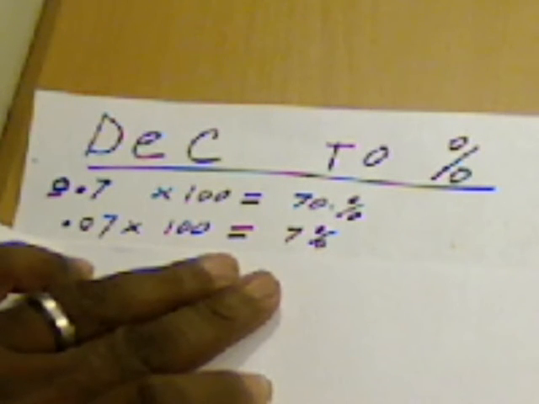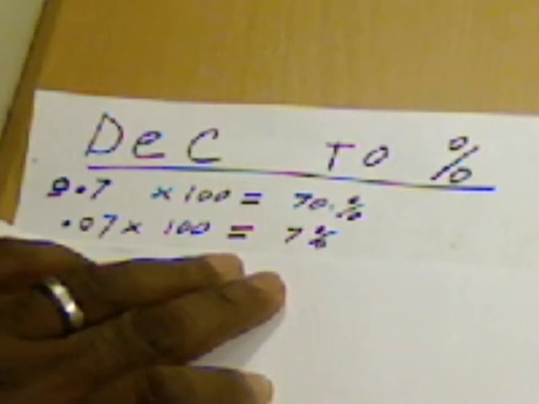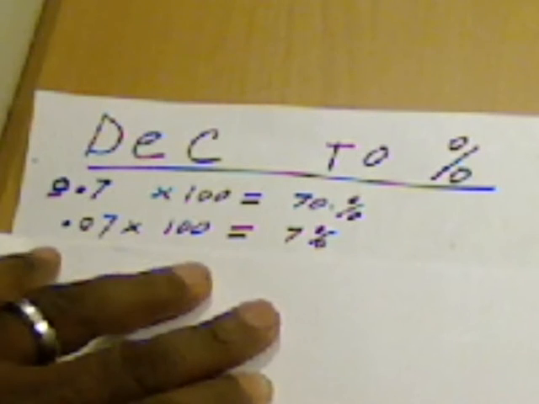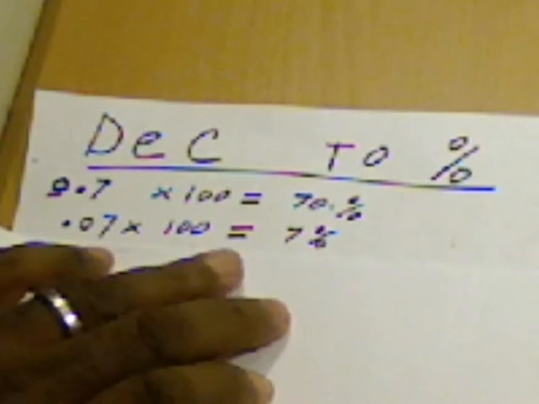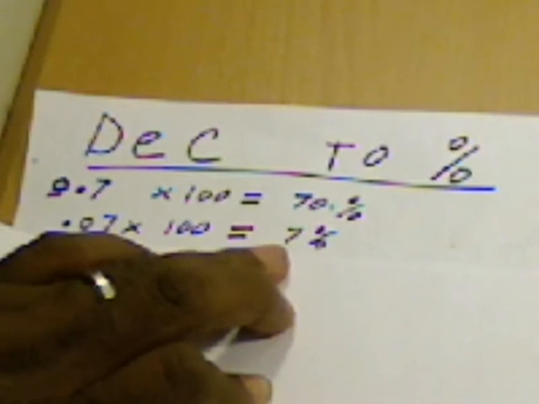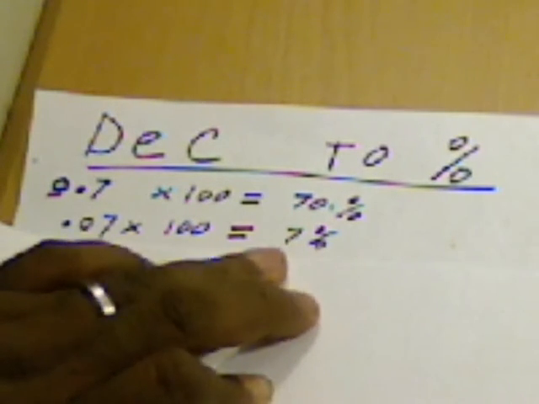If you had a dollar, then 0.7 would be 70 pennies. If you had a dollar down here and you had just 7 pennies, it wouldn't be 70 pennies make a dollar, it would just be 7 pennies make a dollar.